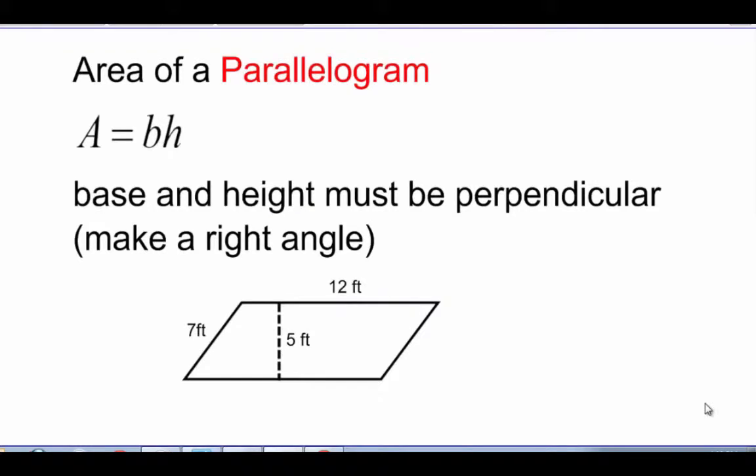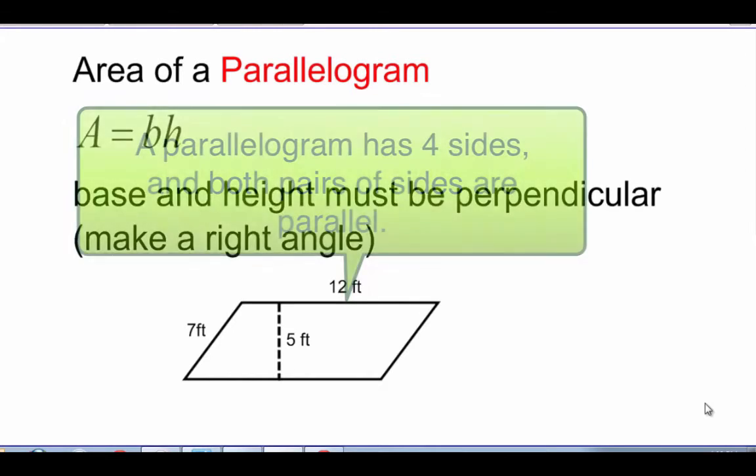This is going to be a quick review of area, and I'm going to try to go fast, so you may need to pause the video if you miss something or you need to write something down. Here we go. Area of a parallelogram.